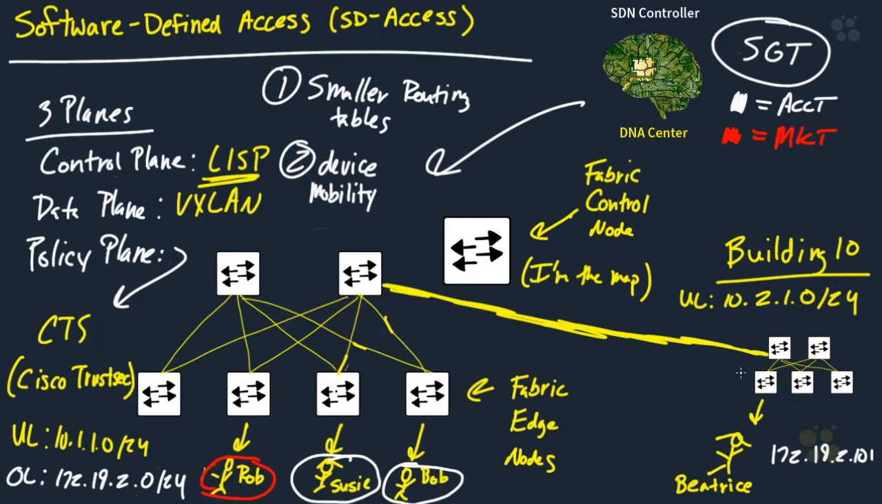No matter where she goes in this fabric, in this network, whether it's in the same building or a whole different building or wherever it is, she can go anywhere else, have that same IP address, and when she connects up to this Fabric Edge node right here, the same process happens. The Fabric Edge node goes up to DNA Center and says, hey, I've got this Beatrice person. Is she who she says she is? Is she authenticated? And the DNA Center's like, yeah, she is. Here's her security group tags.